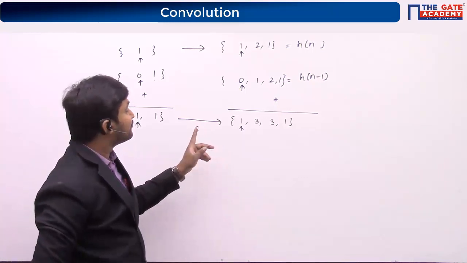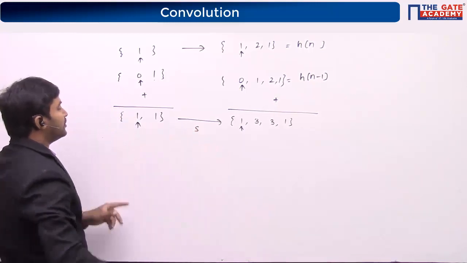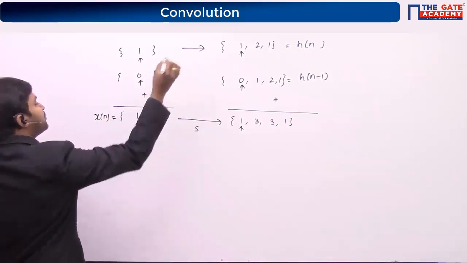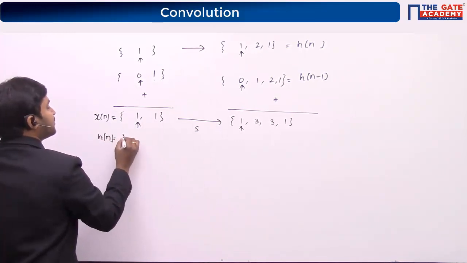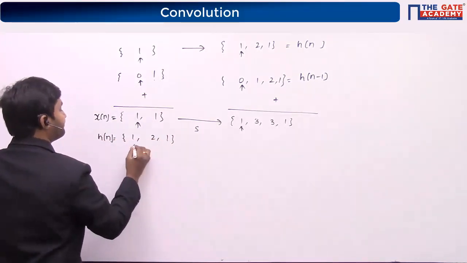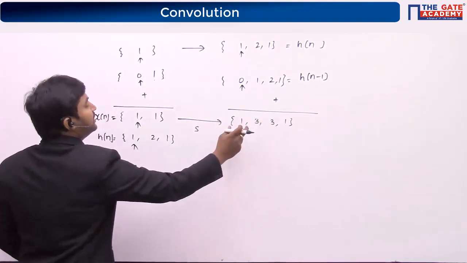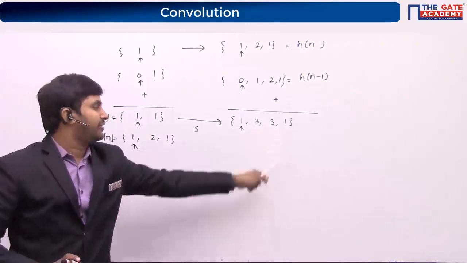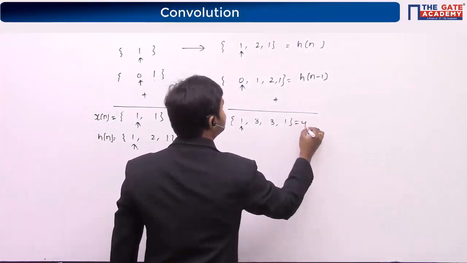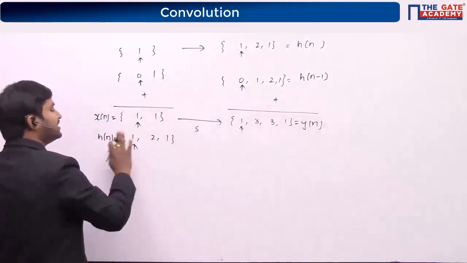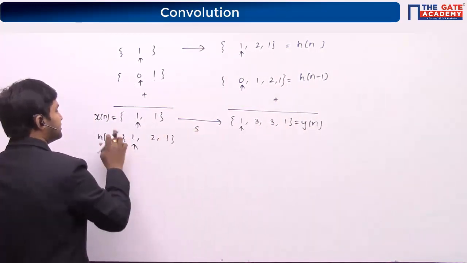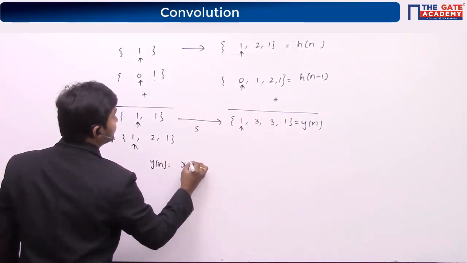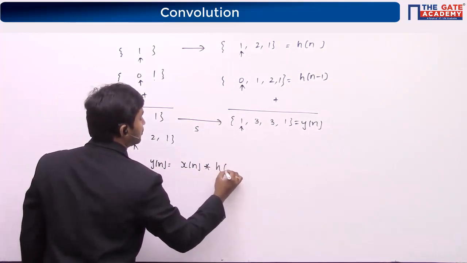So in a way, if you see what we have applied, the input is nothing but 1, 1. The impulse response is nothing but 1, 2, 1. The response that we got is nothing but 1, 3, 3, 1. This is what we call as our output. Now the relation between these all three expressions, x of n, h of n and y of n, can be given by y of n is equal to x of n convolved with h of n.